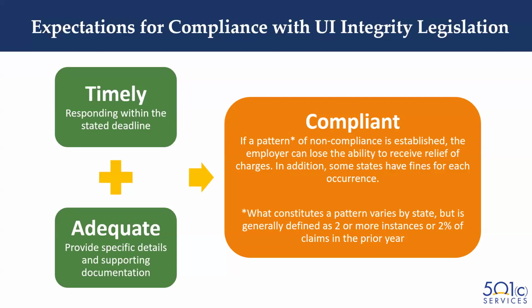This federal legislation basically stipulated that the state unemployment agencies must prohibit relieving an employer of unemployment charges when both of the following conditions exist. One, the unemployment benefits were improperly paid due to a failure of the employer to respond timely or adequately to the state's request for information. And two, the employer has established a pattern of responding sufficiently and timely. So what's a pattern? It varies by state, but generally speaking, it's like either 2 instances or 2% of your claims in the prior year. So it doesn't take much to get on the naughty list there.